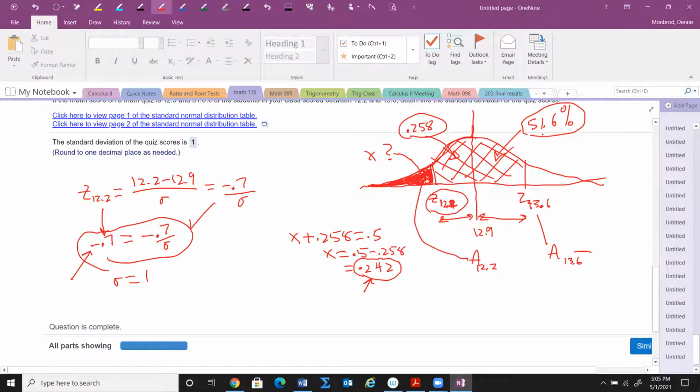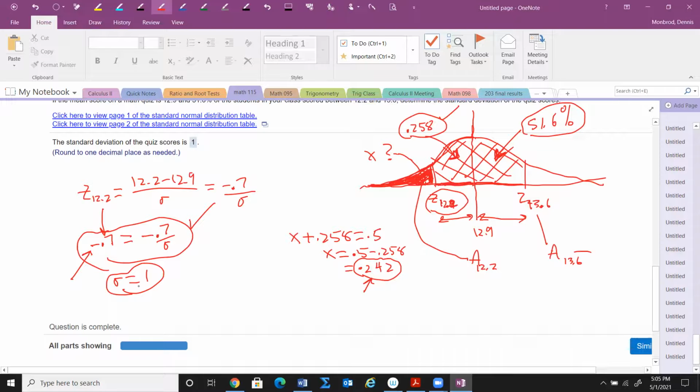But the key part of the problem was using the geometry of the curve here, knowing that the 51.6 was constituted halfway in here, the other half over here. That's how that area was divided. So that's how we knew that this was 0.258. If we didn't know that was exactly half, then the arithmetic might have been a little more difficult. I'm not sure what we would have done with that, but I'm not going to think about it. Okay, we got sigma equals 1 here.